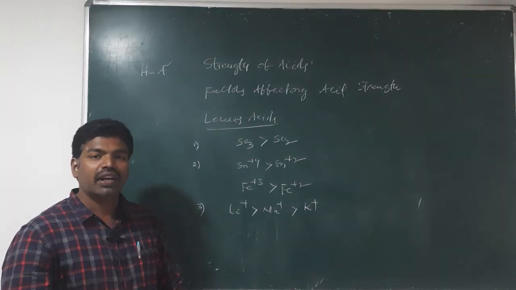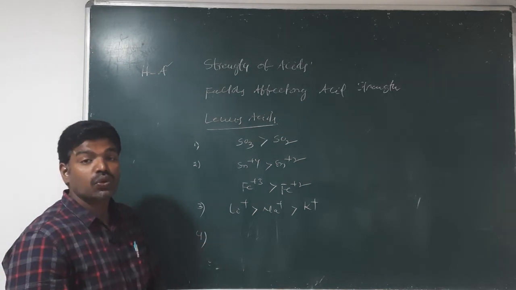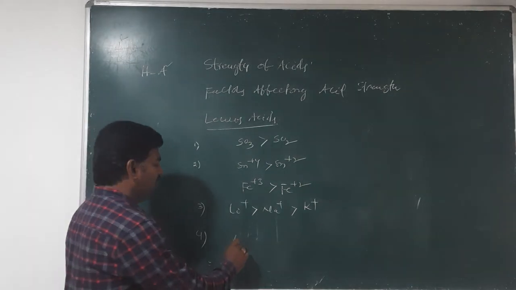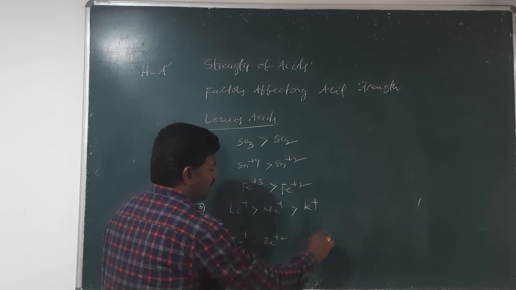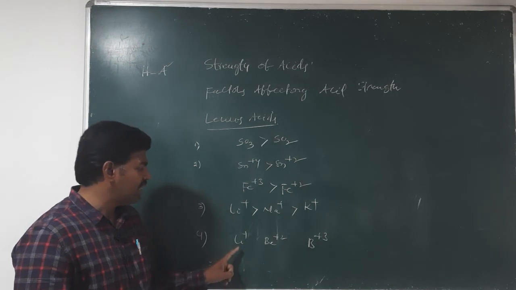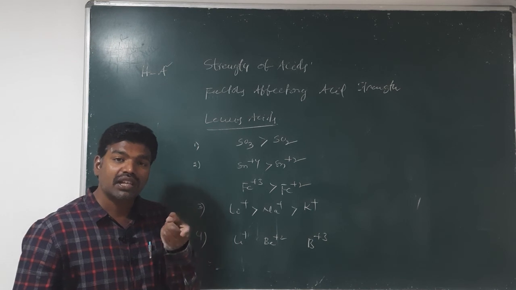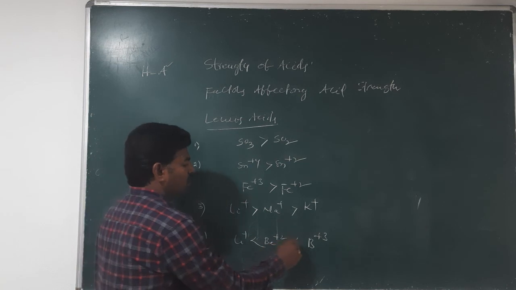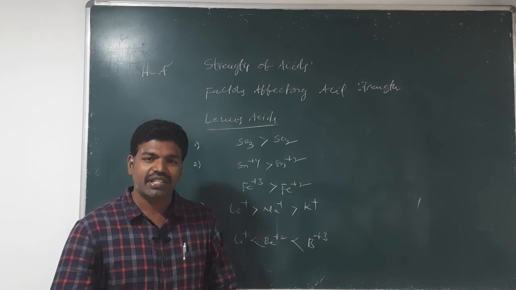And one more factor is that with increasing nuclear charge, Lewis acidic strength increases. For example, if you take Li+, Be2+ and B3+, here the nuclear charge increases. The highest nuclear charge is the strongest Lewis acid. So, B3+ is the strongest Lewis acid.